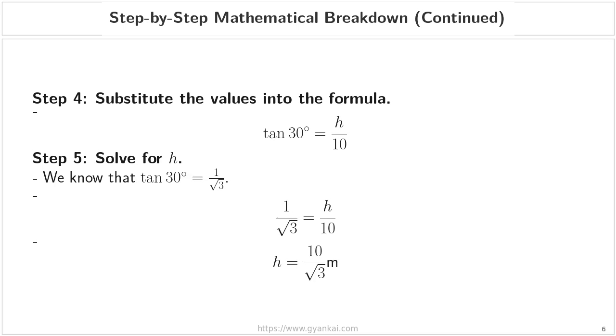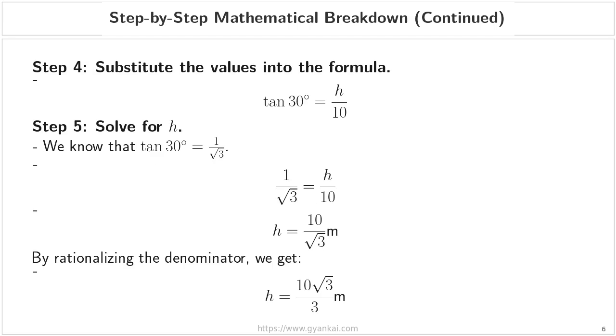To do this, we need to use the exact value for the tangent of 30 degrees, which we know is 1 over the square root of 3. When we substitute this into our equation, we have 1 over the square root of 3 equals h over 10. To isolate h, we multiply both sides by 10, which leaves us with h equals 10 over the square root of 3 meters.